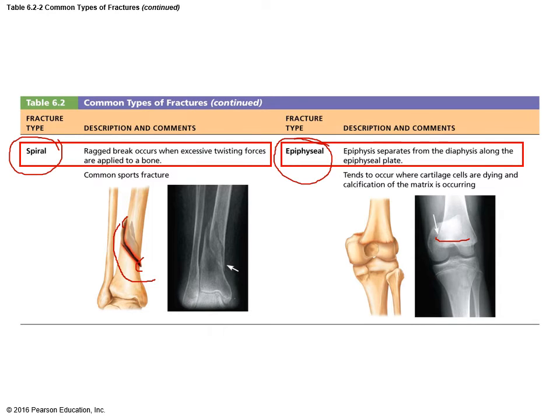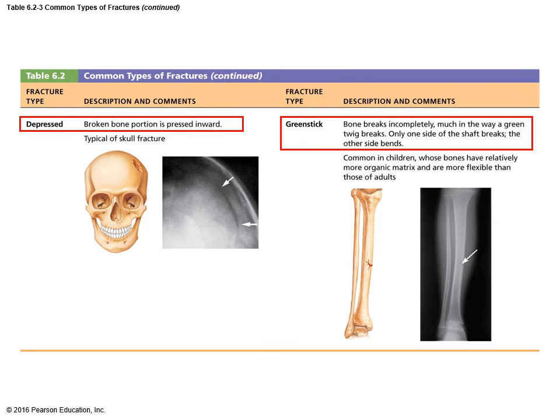There will be some calcification that will occur within the matrix over there. Here is what they call a depressed fracture, and that basically means that you have a piece of broken bone that has collapsed inward. We usually see that within the skull. You can see it being highlighted.